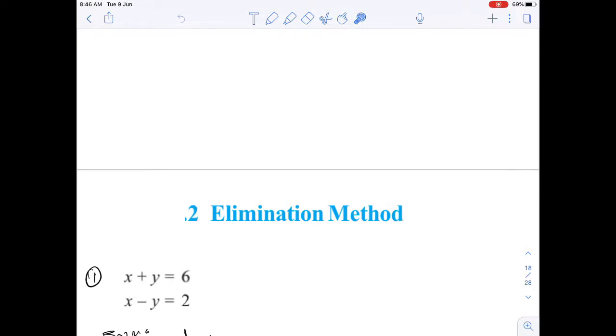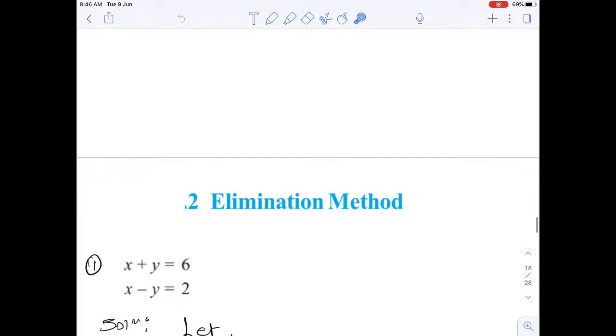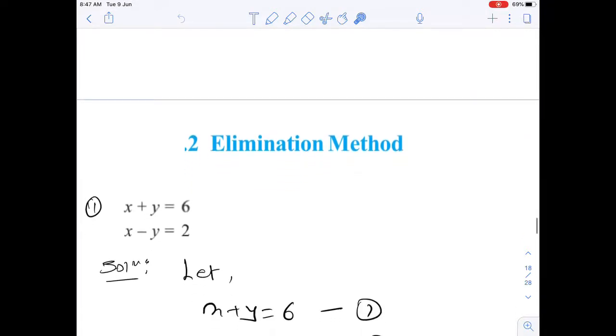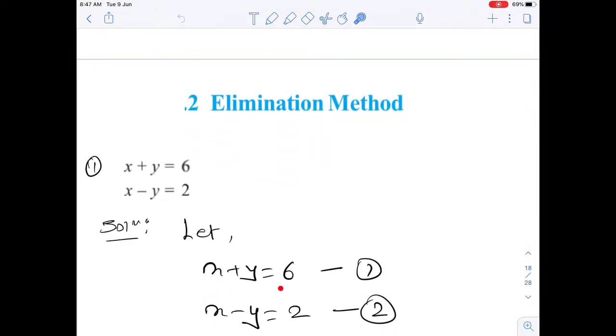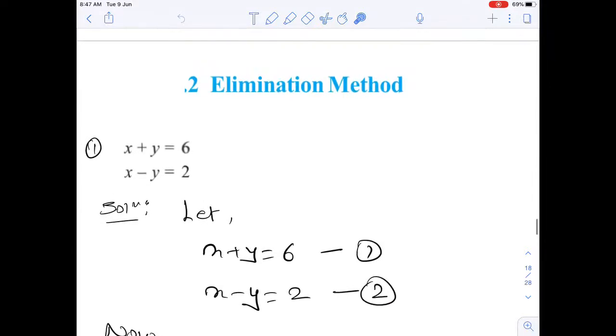Now let us consider our first example: x plus y equals 6, x minus y equals 2. The very first thing we are going to do is number these equations. Let x plus y equals 6 be equation number 1, and x minus y equals 2 be equation number 2. Now we have to see which is easier for us. How can we remove either x or y from this?